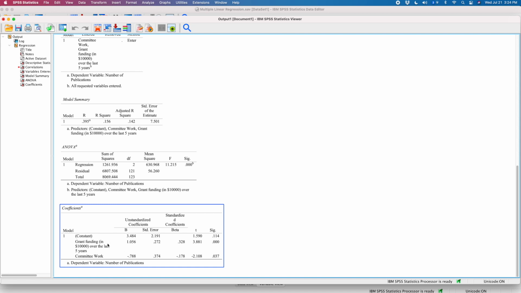If grant funding goes up with 1 unit, which turns out to be $10,000, the number of publications goes up with 1.056. So indeed, while holding committee work constant. If my committee work goes up with 1 unit, the number of publications goes down with 0.788. Note the minus sign there, while holding grant funding constant.